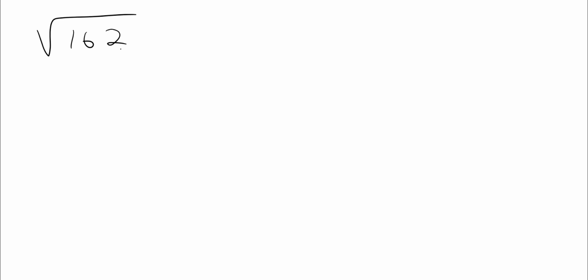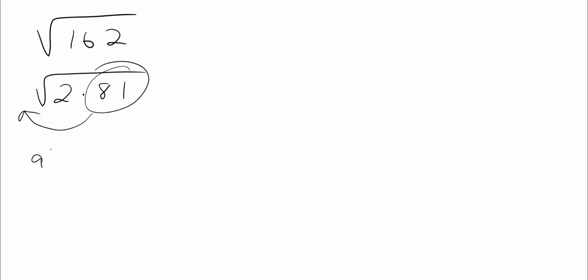Well, I'm going to divide by 2 first because it's an even number. So again, using your calculator, 2 times 81. Now here's the deal. If you recognize 81 is a perfect square, the square root of 81 is 9. You are done with the problem. Pull it out. So it's 9 root 2. If you didn't know that, this is what you do.